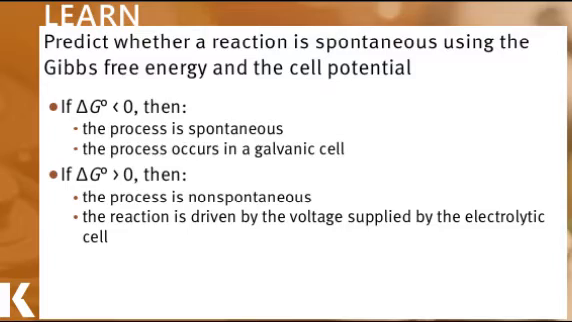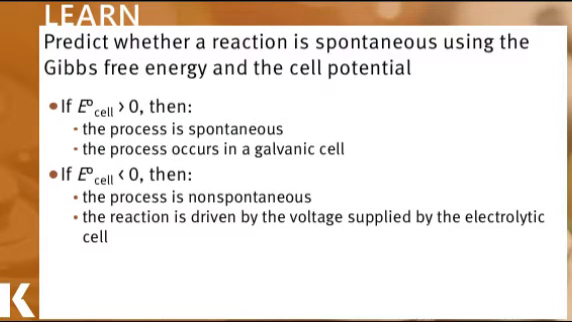So, if the change in Gibbs free energy is less than zero, the process is spontaneous and occurs in a galvanic cell, like a battery. And if the change in Gibbs free energy is greater than zero, it's considered non-spontaneous, and it occurs in an electrolytic cell, like the ones in your phone or computer.